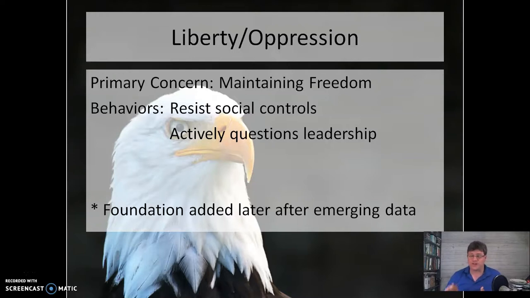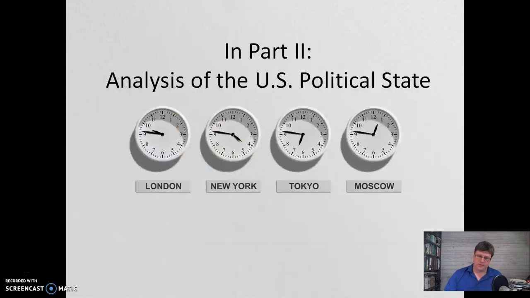The primary concern is about maintaining freedom, and characterized by people who resist social controls and actively are suspicious and question authority. These people are concerned about keeping people free. They understand that hierarchies tend to try to corrode their power, and it's probably a good idea to have people who are always pushing against that. So those are the 6 moral foundations.